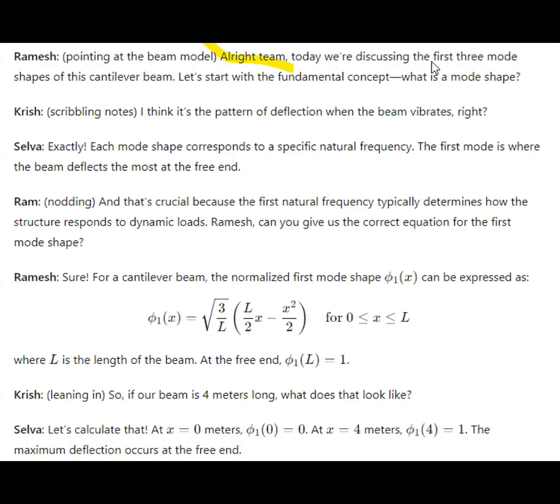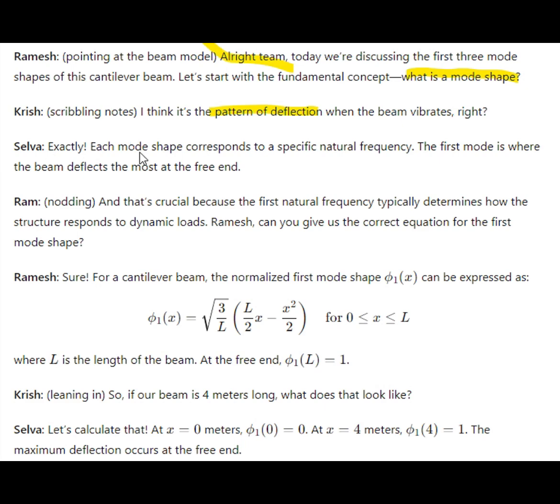Alright team, today we are discussing the first three mode shapes of this cantilever beam. Let's start with the fundamental concept. What is a mode shape? It's a pattern of deflection when the beam vibrates. That's what Chris is telling.